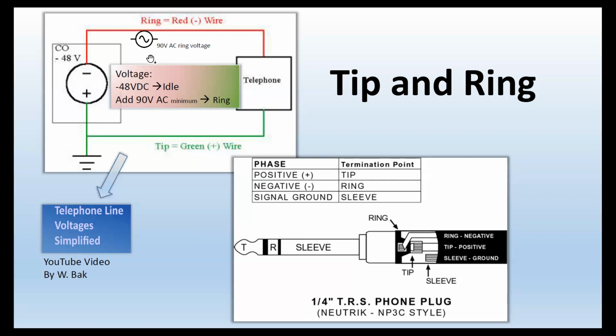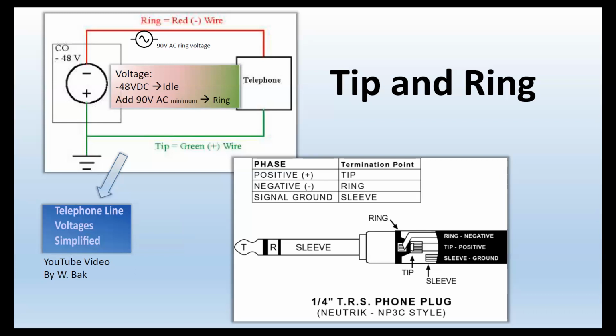So when the phone rings, there's 90 volts AC, and then it doesn't ring. Rings, doesn't ring. That's why sometimes you hear ring, ring, ring, depending on when this thing is present, the phone rings. So yeah, is it dangerous?